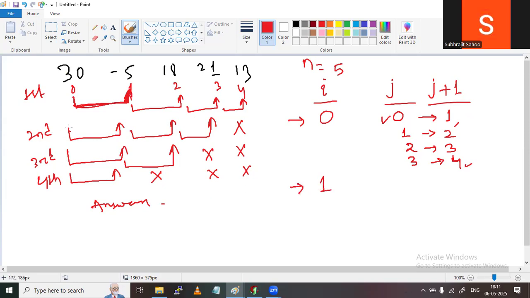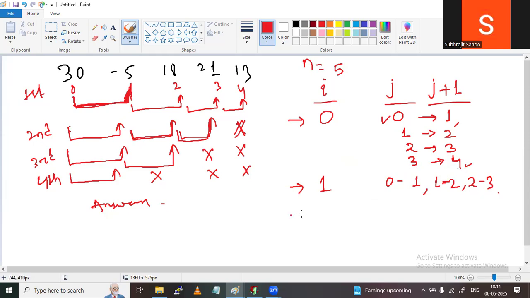Now, second attempt. When i value is 1. Again started 0 with 1. 0 with 1 I checked. Then again I checked 1 with 2. So 1 with 2 I checked. Then I checked 2 with 3. 2 with 3 I also checked. Then 3, 4 checked or not checked? Sir, not checked, right? Okay. In the first attempt, I went up to 3 with 4. But in the second attempt, it ended at 2 to 3. 3 to 4 not gone.